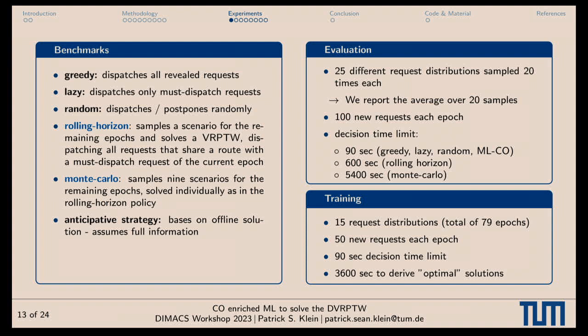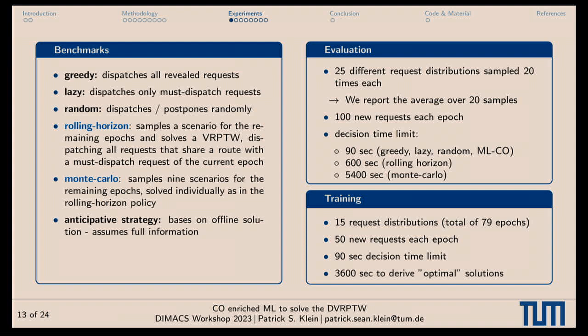The random policy dispatches or postpones requests at random, and the rolling horizon policy is a bit more sophisticated in that it attempts to introduce the knowledge that we have of the request set into the decision-making process. It samples a scenario for the remaining epochs, quite in a similar fashion as the anticipator strategy does, and dispatches all requests that share a route with a must-dispatch request of the current epoch. The Monte Carlo policy attempts to improve on the rolling horizon policy by hedging against outliers. It runs the rolling horizon policy 9 times and then does a majority decision for each request. So if a request is dispatched more than 4 times, then it also dispatches the request and otherwise postpones it. We also include this anticipator strategy that we use during training and report our results based on the relative gap to this anticipative strategy.